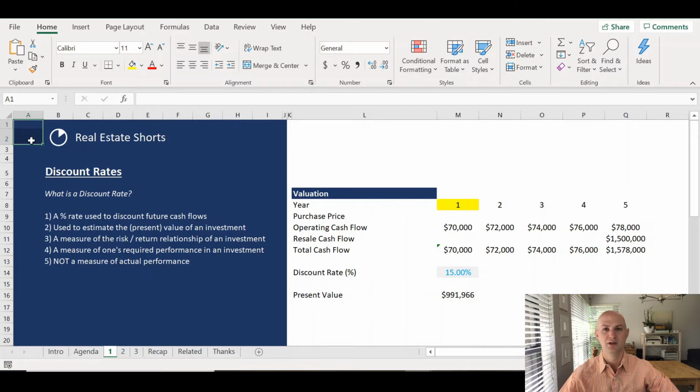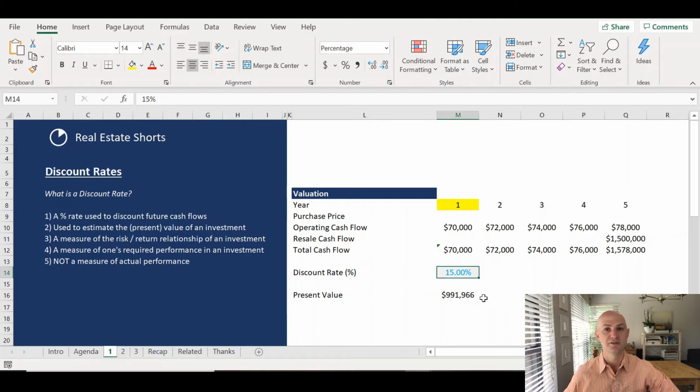In this example, we've got a stream of cash flows starting in period one, split into two buckets. The first is all the operating cash flows that you expect to receive, and then the next is the resale cash flow, so selling the property at the end of the 5th year. In total, we're just summarizing all these cash flows together here in the bottom line for a total cash flow. Now, with a 15% discount rate, we have a present value of a hair under $1 million.